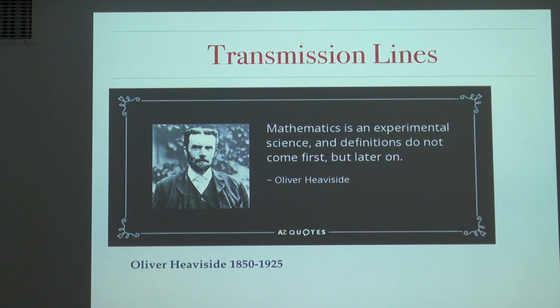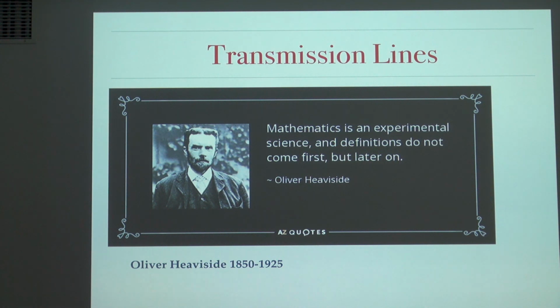Okay. The transmission lines were very important for building the electricity-based civilization. Last time I was talking about Charles Proteus Steinmetz, who was one of the founding fathers of our electric era. This is a time to mention another name, Oliver Heaviside, who was a kind of forgotten genius of the 19th century. He is the author of this famous statement that mathematics is an experimental science and definitions do not come first but later on.